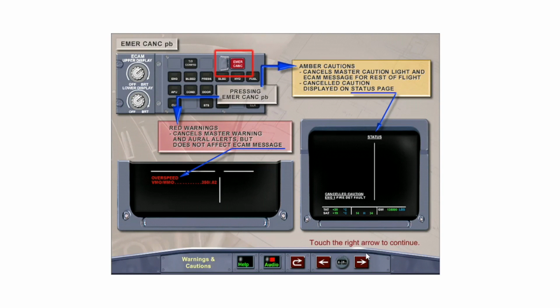Pressing the guarded emergency cancel push button switch on the ECAM control panel also cancels the master warning and master caution lights and any oral warnings. For level 3 warnings, the ECAM message display is not affected. However, amber cautions will be canceled for the remainder of the flight. Any canceled cautions are displayed at the bottom of the status page.